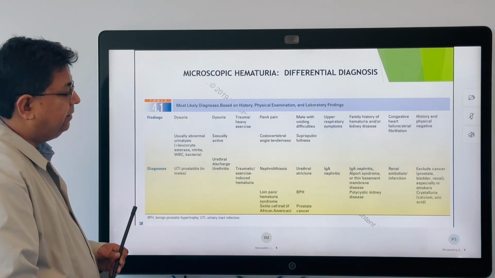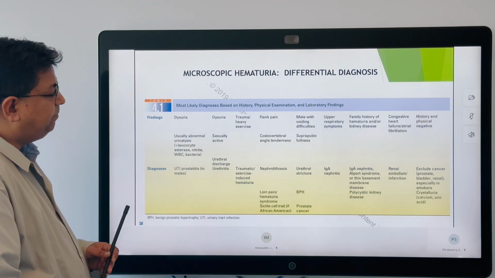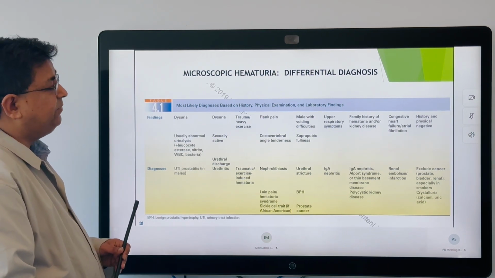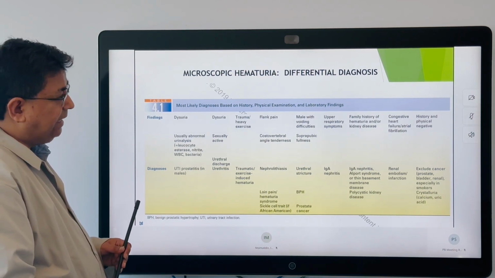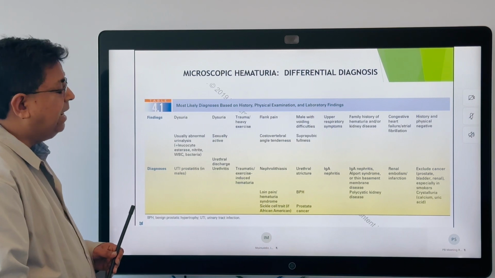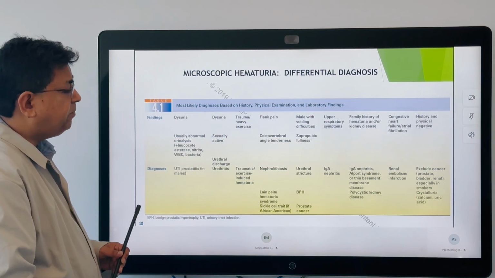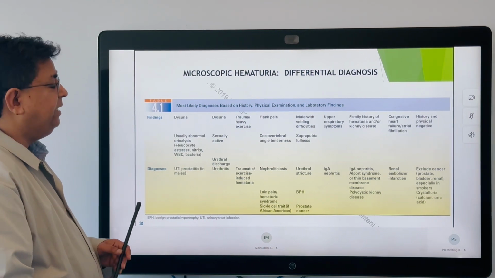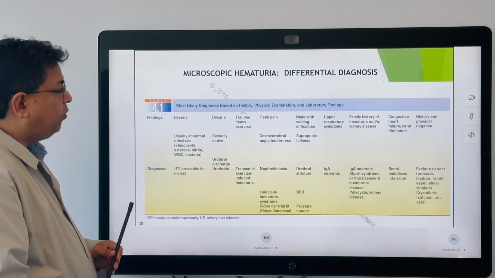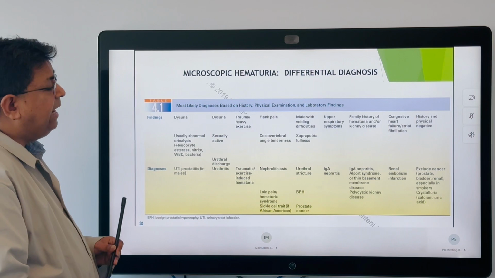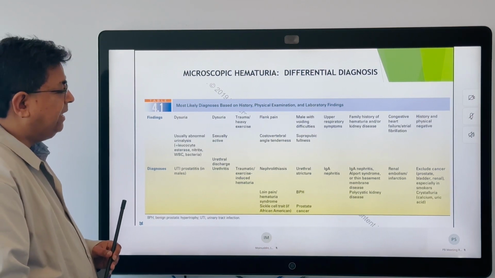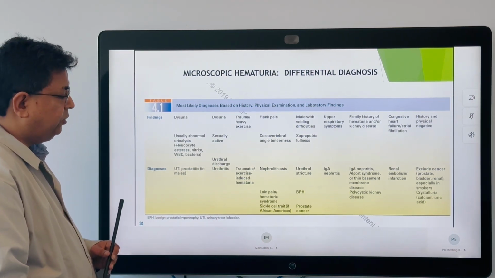Alport syndrome, thin basement membrane disease, polycystic kidney disease. These are diseases with a family history of hematuria and/or kidney disease. And you should always consider renal embolism and infarction, especially if they have atrial fibrillation or congestive heart failure. And if they're smokers, then you should definitely consider cancer, such as prostate cancer, bladder cancer, or renal cell carcinoma.